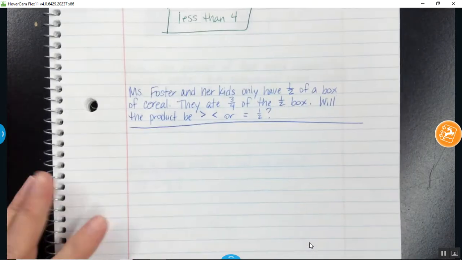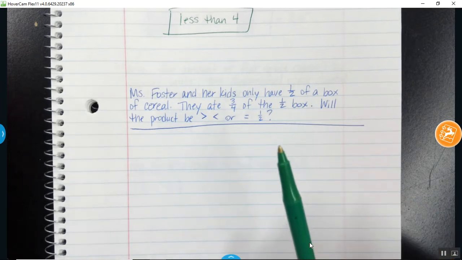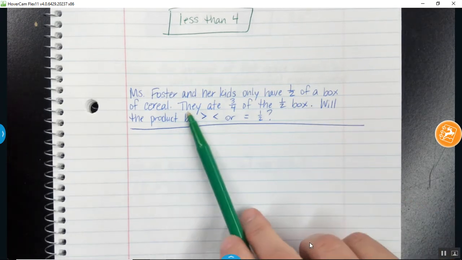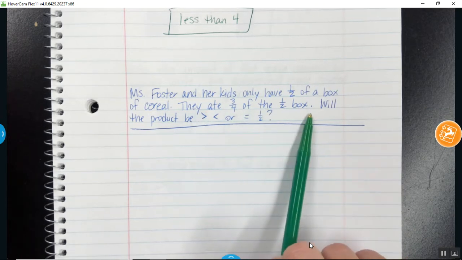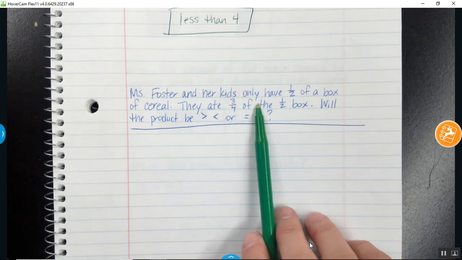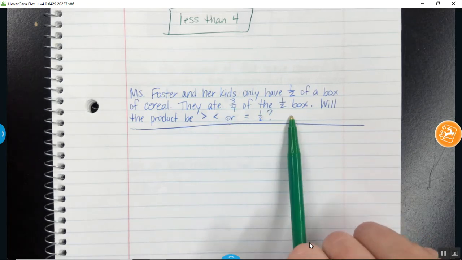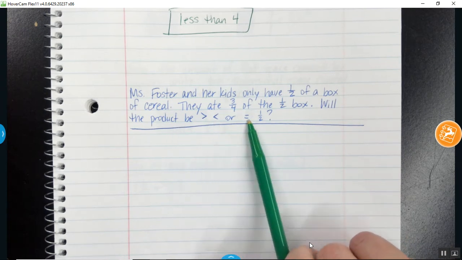Okay, let's try this one. Miss Foster and her kids only have a half a box of cereal. Aw, that happens more often than I'd like to admit. They ate 3/4 of the 1/2 box. They ate 3/4 of the half a box. So they have a half of a box, and they ate 3/4 of that half box. Will the product be greater than, less than, or equal to 1/2?